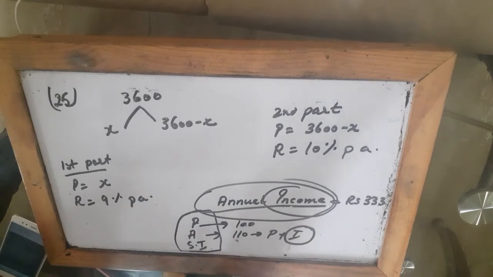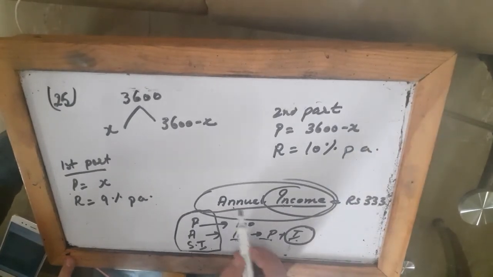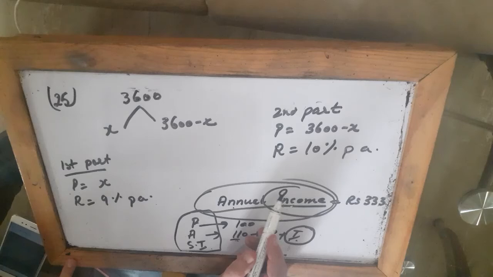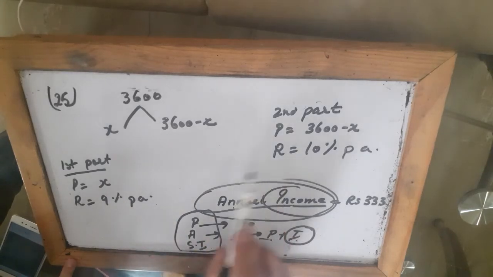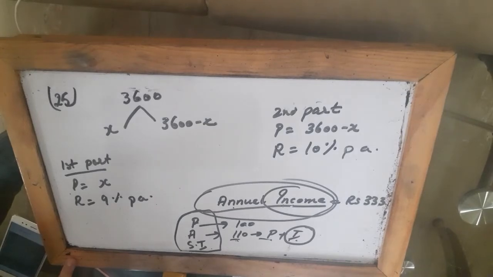Principal is the money which was mine only. Amount consists of my money and also the extra reward which I get, the extra money. So this extra money which is called interest, that is my income. Earning, जो मेरी earning है, that is income. And if they say the total annual income, it means the interest of both of them is equal to 333.